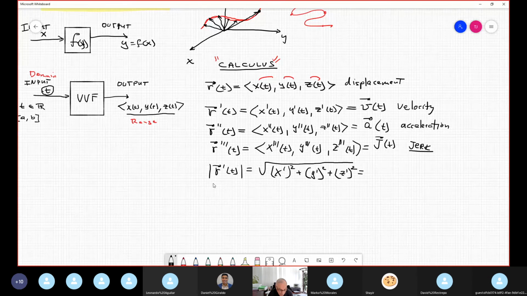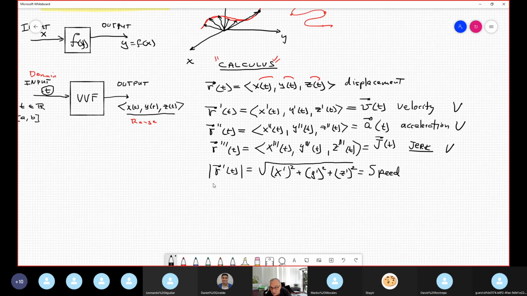And by the way, this function is a scalar, not vectorial anymore, and this is the speed. It's the famous speed you're working with. And this is a scalar, right? This is the vector, and this is a scalar. No vector anymore. It's a function, not a number. It's a function of t, but it's a scalar. It's a speed. Okay?